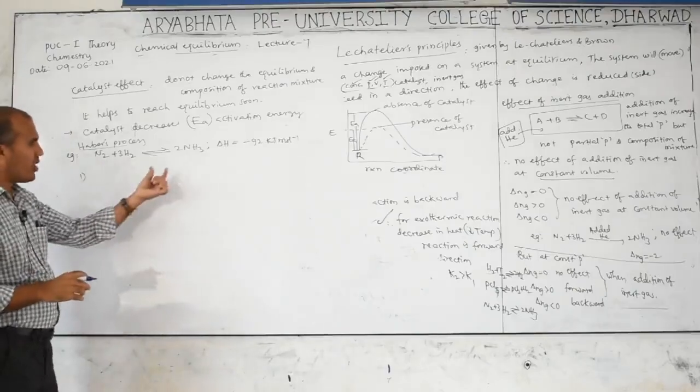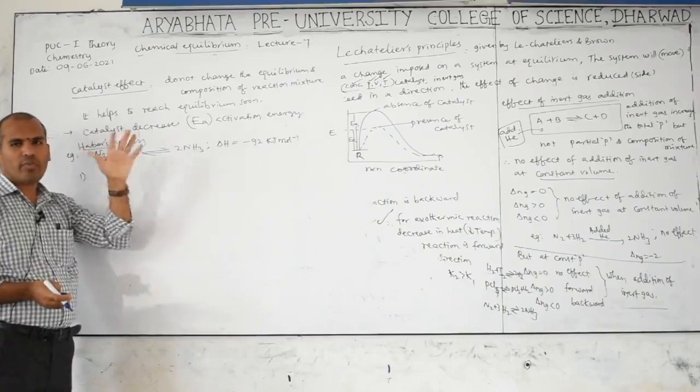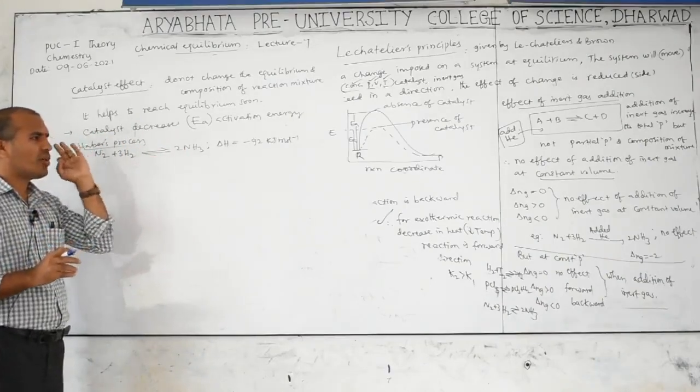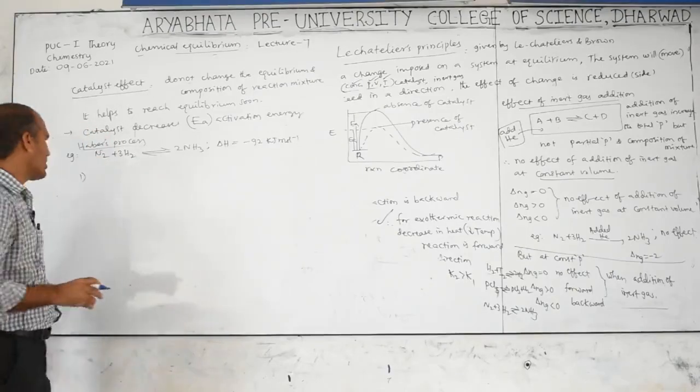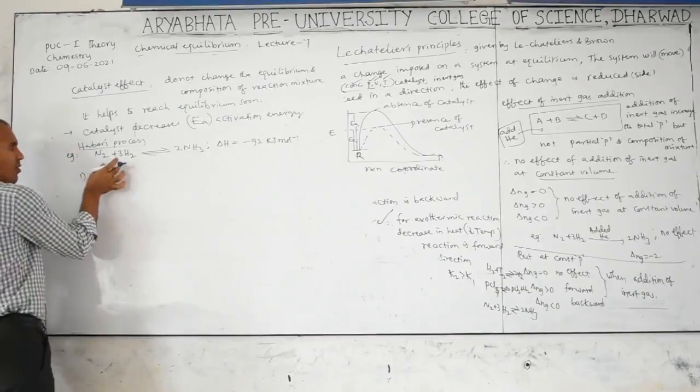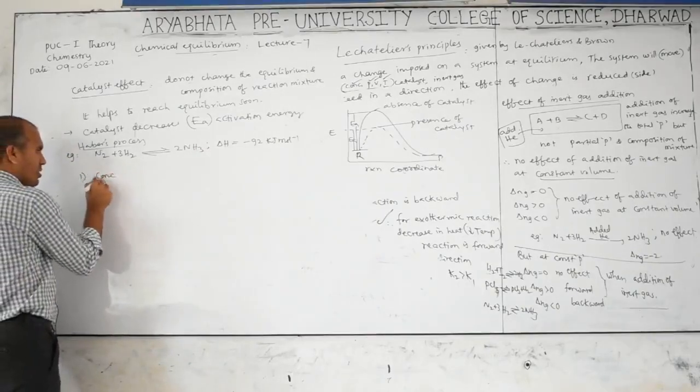We want to prepare ammonia. We want the forward direction, we don't want backward. Keep in mind, always we are going to prepare the product. That's why we always want the forward direction. Now I want to discuss, for the forward direction, what should be the effect? Concentration effect I want to discuss first.